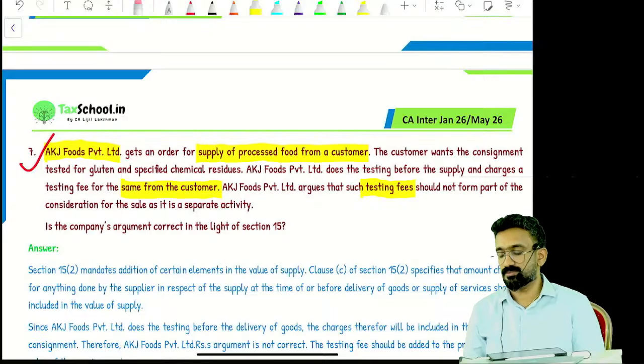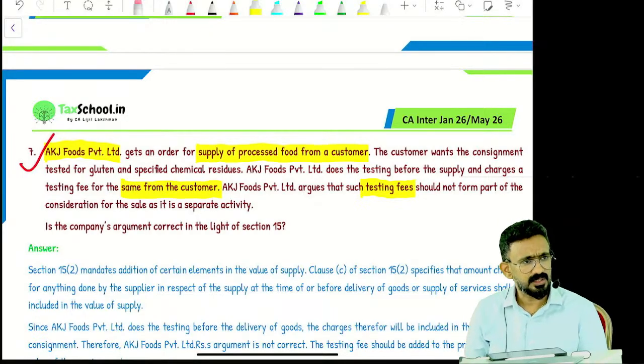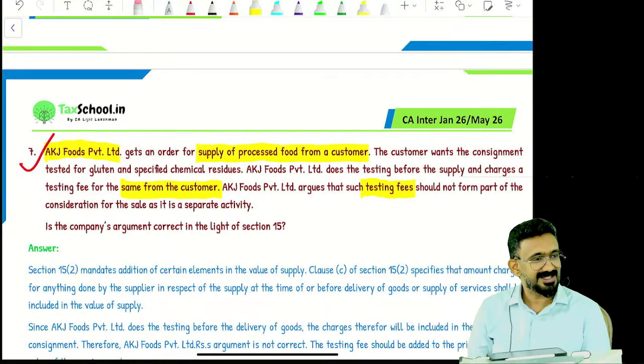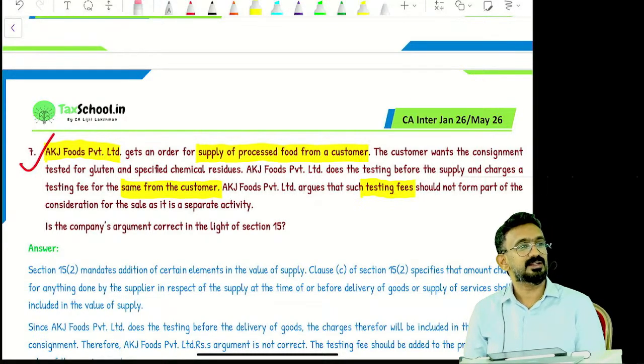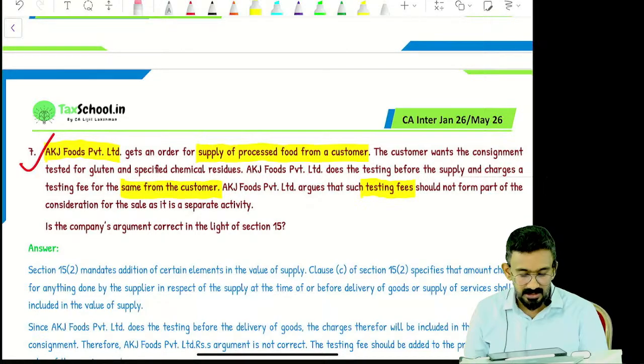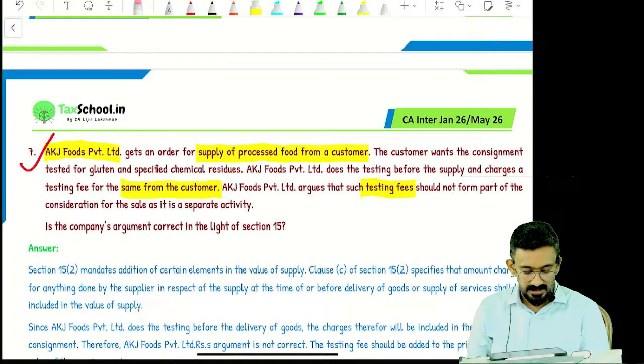What's your conclusion? The question is not asking whether it is to be included or not. The question is asking whether the argument is correct or not. What is their argument? Not to be included. What's your final answer? Hence, the company's argument is not correct in the light of the section.